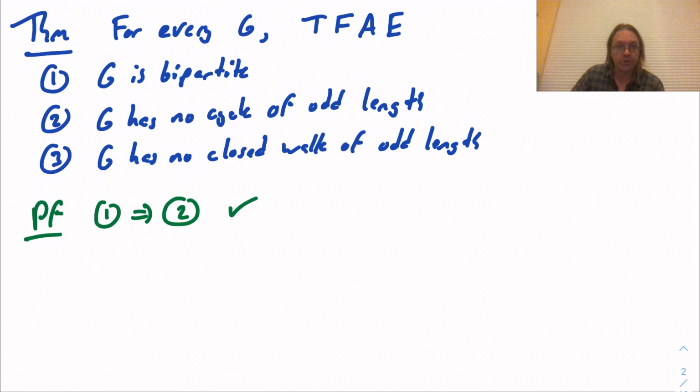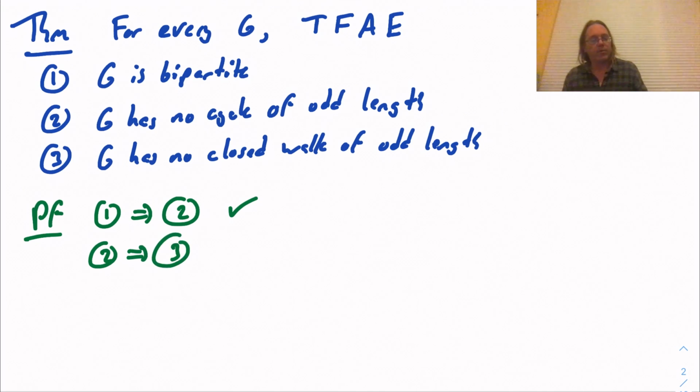So now let's show that 2 implies 3. I have a graph that has no cycle of odd length, and I want to prove that it has no closed walk of odd length. And now there's a good way to think about this and do this.